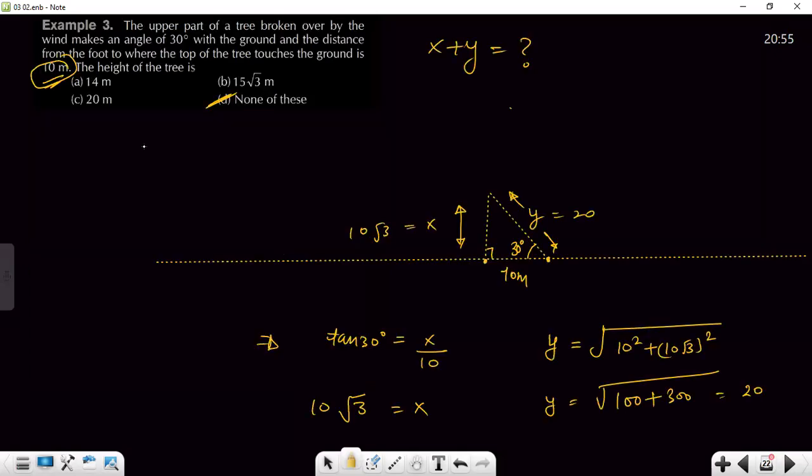Reread the question. The upper part of a tree broken over by the wind makes an angle. So the tree was like this. It gets broken, touches the ground. Now it makes a 30-degree angle. Now the distance from the foot of the tree to the top of the tree is 10 meters. And here in the question, they have mistakenly written 15 meters. That is the sole mistake.